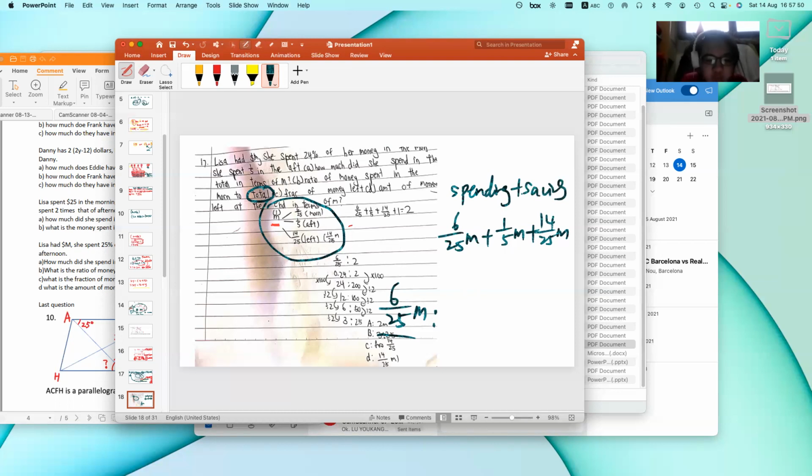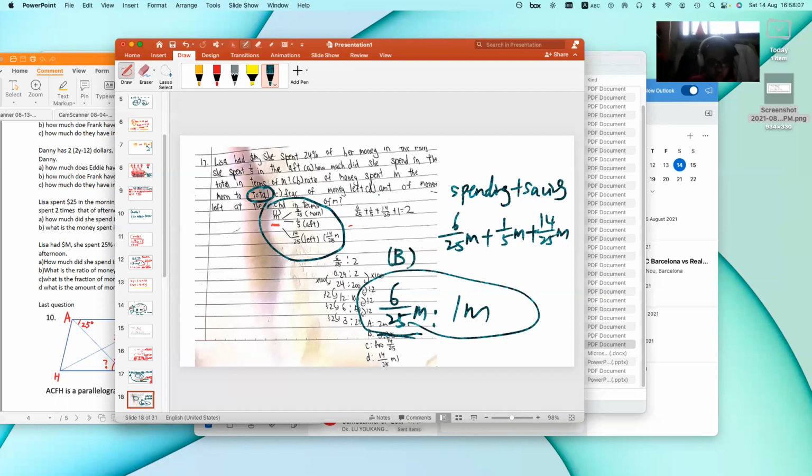They give you the total, right? Yeah. How come it's 14? Yes, it's 14. Okay, good. So it should be 1M. Okay, then you just simplify this. This will be the answer for B.